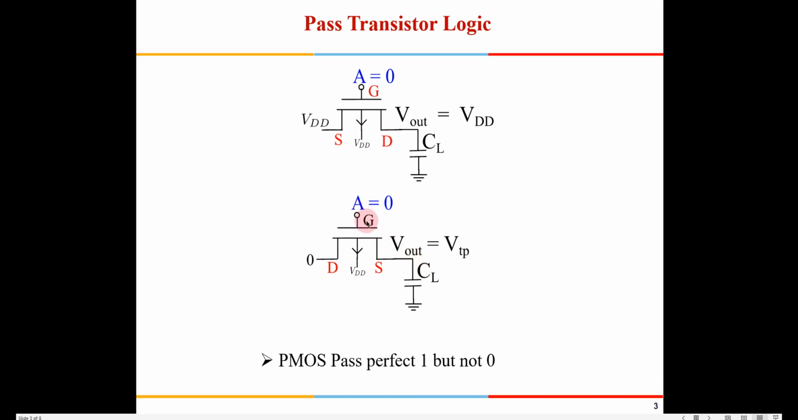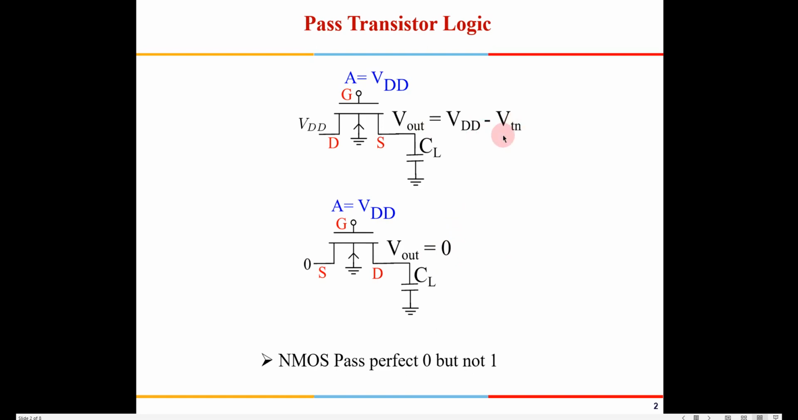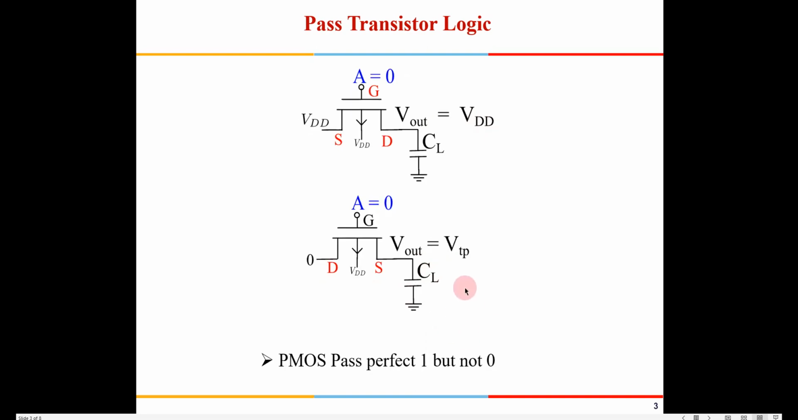Right? Because now this is 0, this is VTP, so VSG is VTP, so this PMOS, if it is going to fall below VTP, then this PMOS is going to get switched off. So that is the reason it cannot transmit a perfect 0. There will be a residual voltage of VTP. For 1, it will get charged to VDD. For an NMOS, the maximum voltage which can go is VDD minus VTN, whereas it passes a perfect 0. So this is just the opposite which happens.